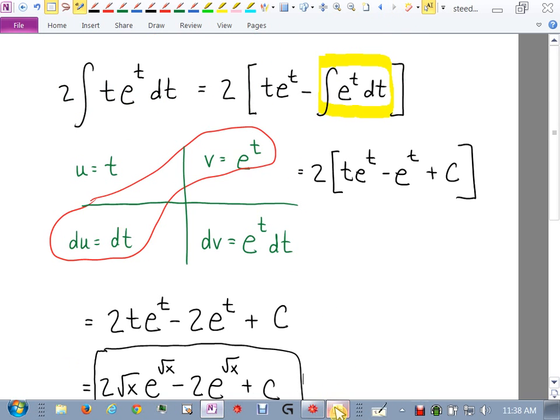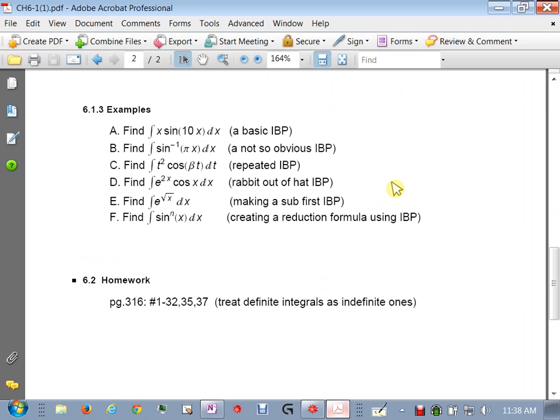All right, let's see what's next on our agenda here. That's an example of making a sub first. How about this one? Creating a reduction formula. Let me come back to F. F's one of the harder problems we're going to do today, so let me come back to F. Let me give you another example.